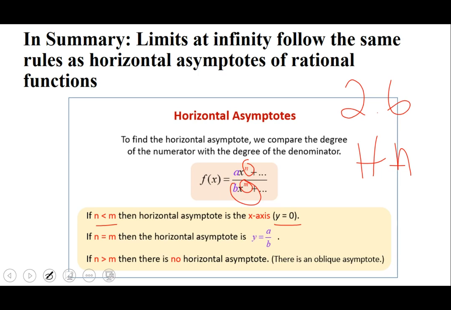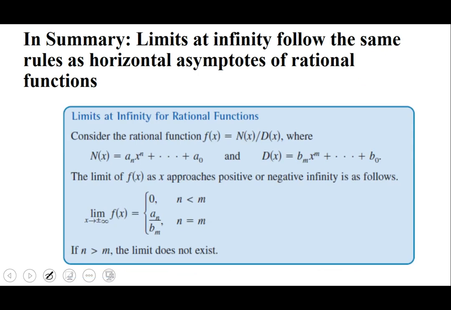That's 0. If the degrees are the same, then you're going to find the horizontal asymptote by doing the coefficients, a over b. And if the degree is larger on the top compared to the bottom, that means it's not heading towards any particular number, which means there is no horizontal asymptote. And hopefully you remember back from your rational function days, that means there's an oblique asymptote. So again, you probably or hopefully remember these rules. If not, review them.